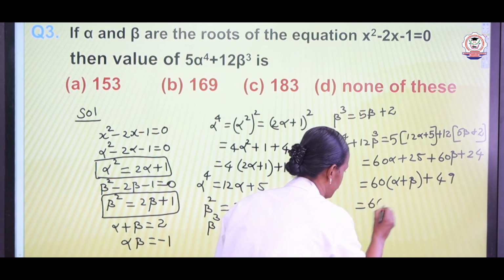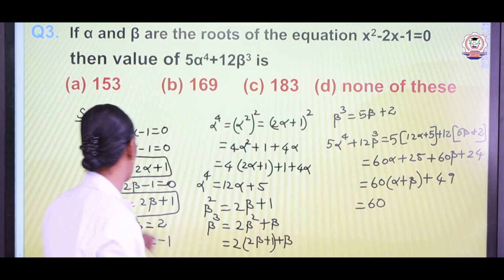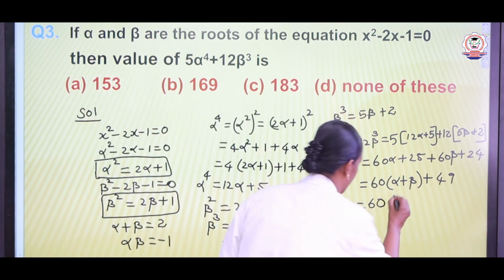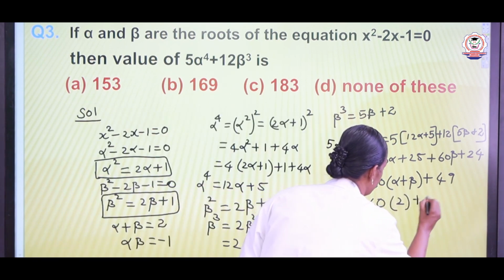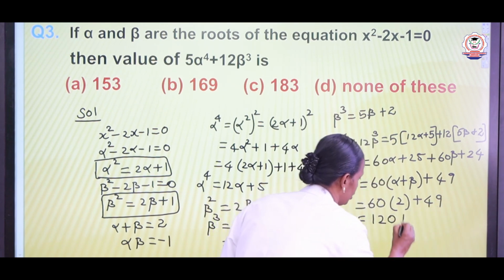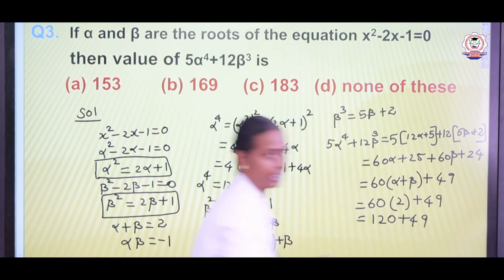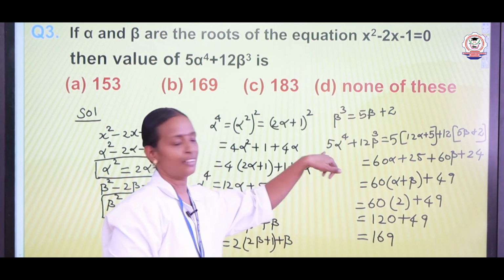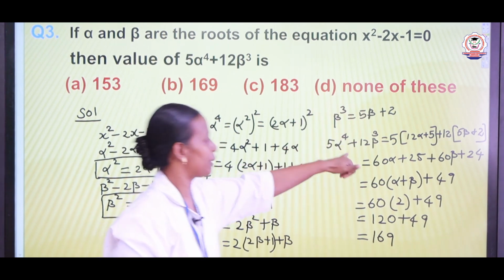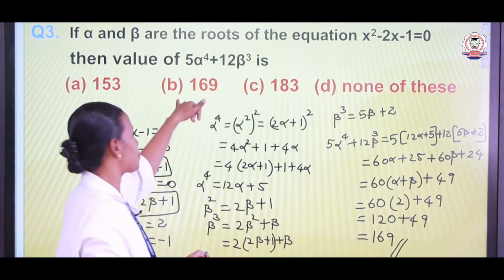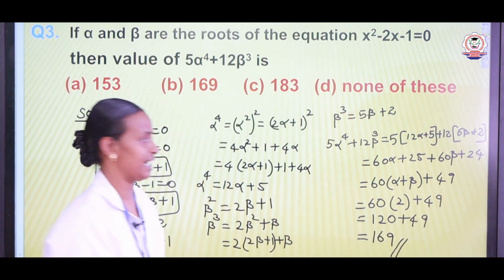So, 60 into alpha plus beta. Alpha plus beta equal to 2. So, using that value, 120 plus 49. What is the value of 120 plus 49? 169. Therefore, the value of 5 alpha power 4 plus 12 beta cube is 169. Option B is your correct answer.